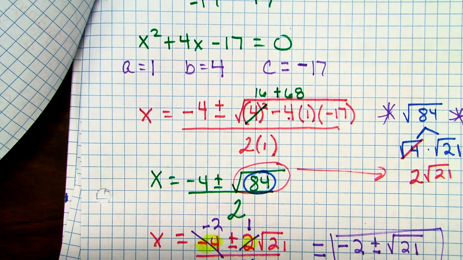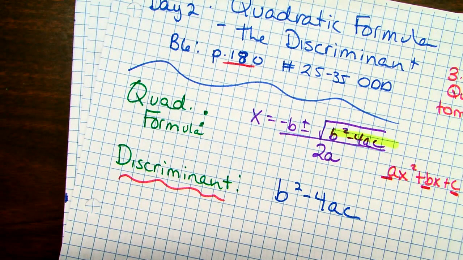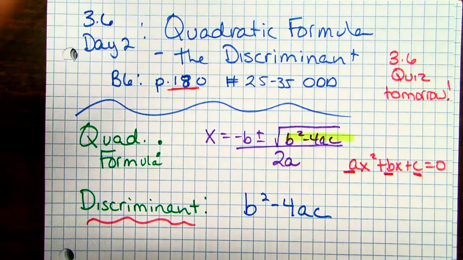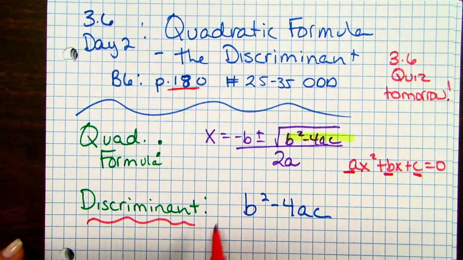Why are we talking about the discriminant? The discriminant is just a quick and easy way to find out how many solutions you're going to get, and I'll explain, and what type of solutions you're going to get. Okay? So I'll come back to those ideas in a second. Here's what I want you to write down, so you have it for today.